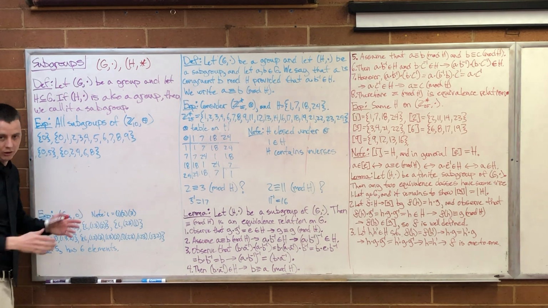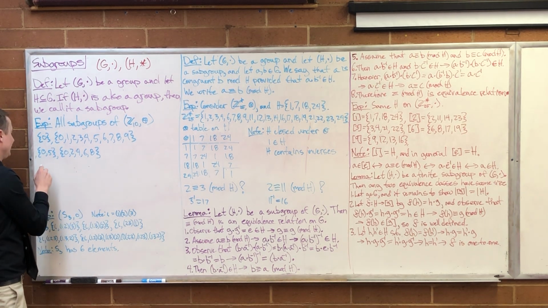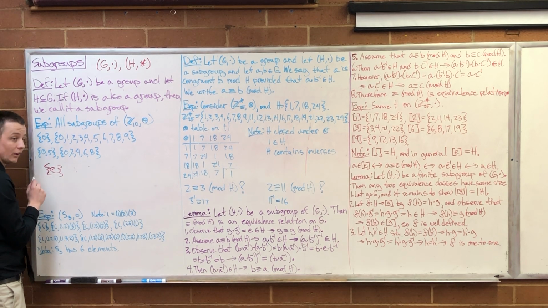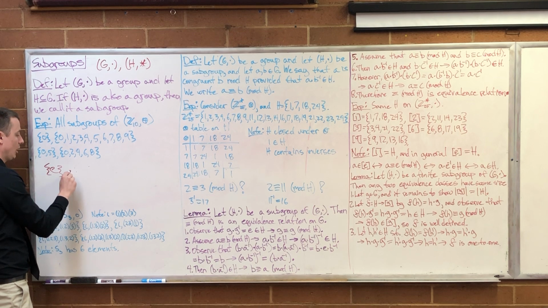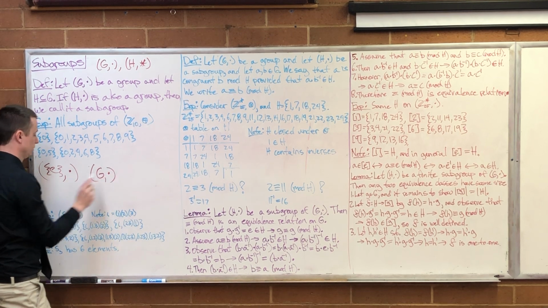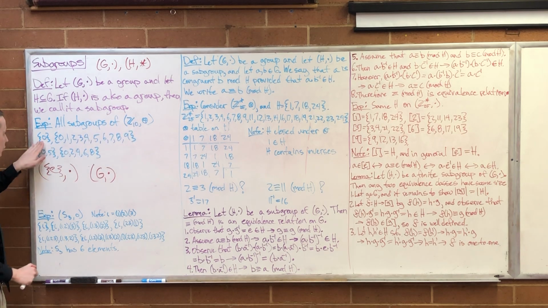Is 0 always a subgroup of the set? The set containing just the identity element, together with the operation, is always a subgroup of G, where this is the identity element in G. That makes sense. In this special case, it happened to be 0. If we were doing Z star, it would have been 1.